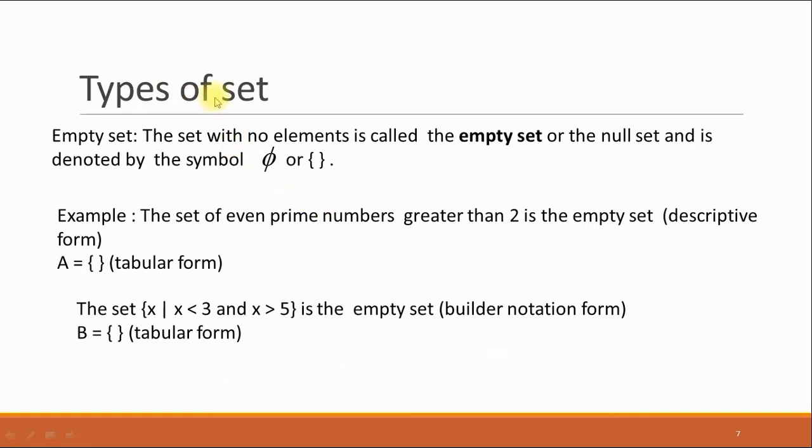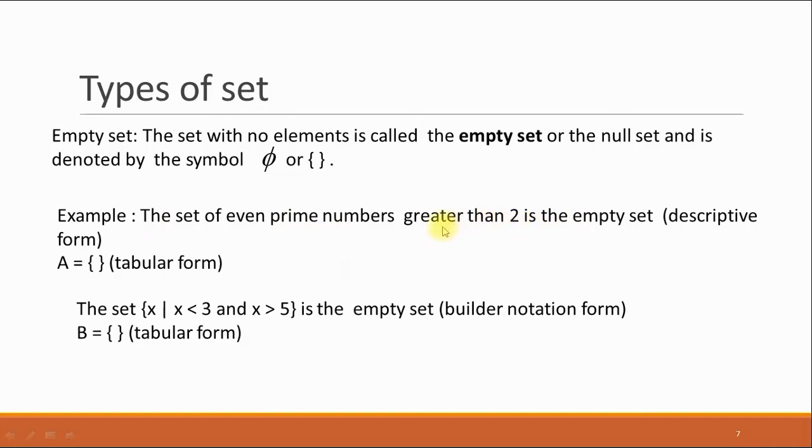Now types of sets. Empty set. The set with no elements is called the empty set or the null set, and it is denoted by the symbol phi or by this symbol. For example, the set of even prime numbers greater than 2 is an empty set.